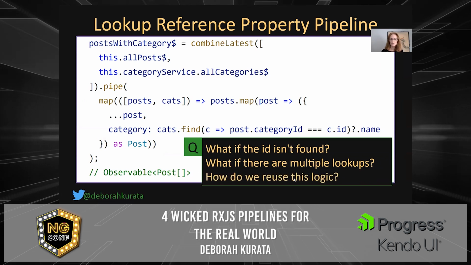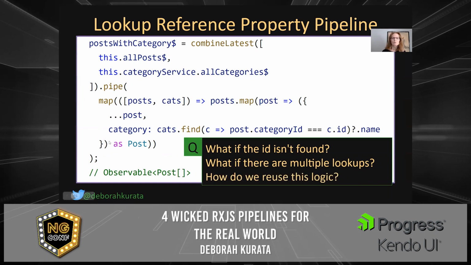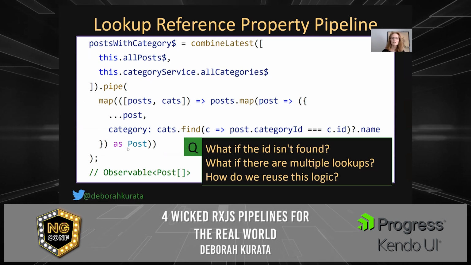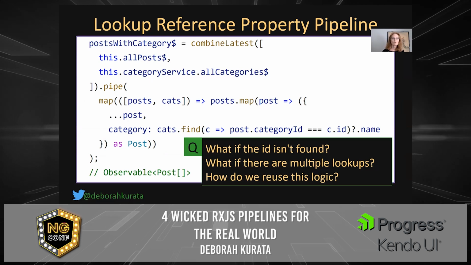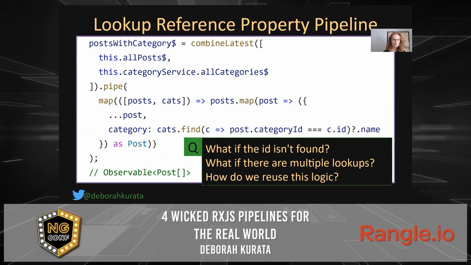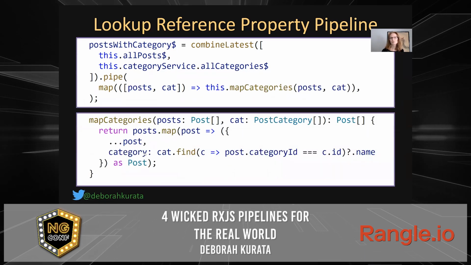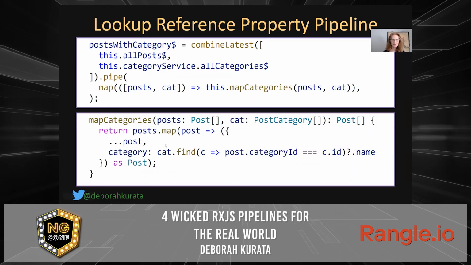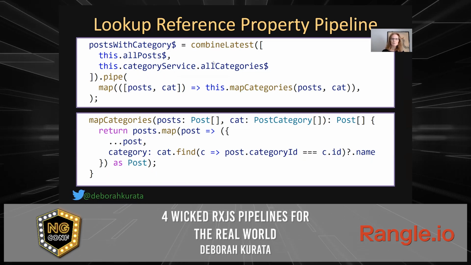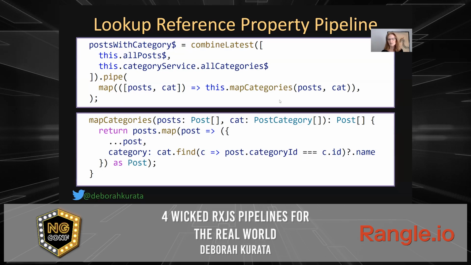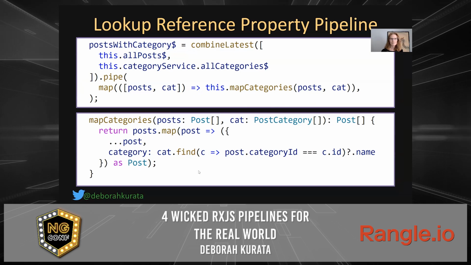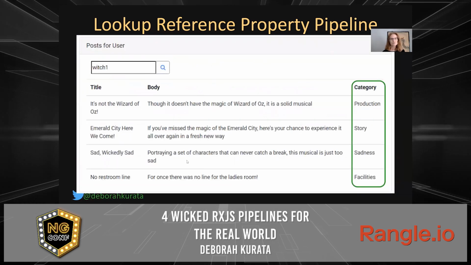And lastly, how do we reuse this logic? Well, we might want to match up these categories when we're getting all posts for a user and not just all posts, or all posts within a specific amount of time or whatever. So we might want to be able to reuse this logic. So again, we're going to go back to the prior tip and we're going to create a method to do our mapping for us. And then our pipeline just calls that method in order to handle that mapping. All right, and then that gives us our categories.